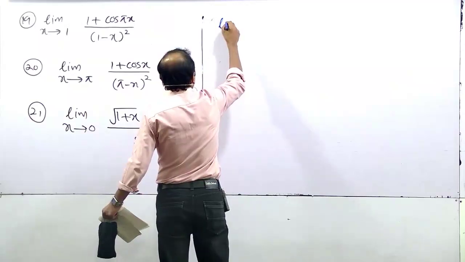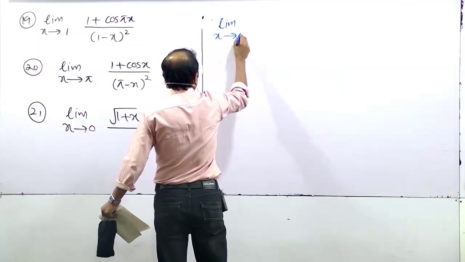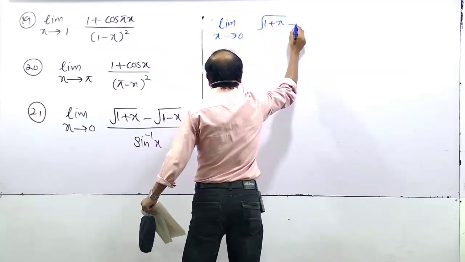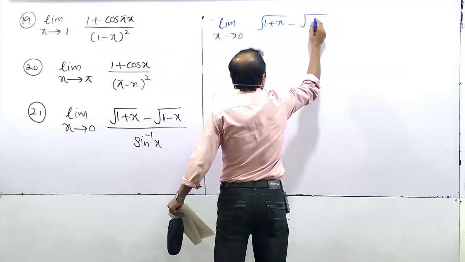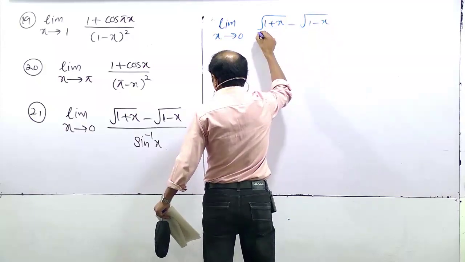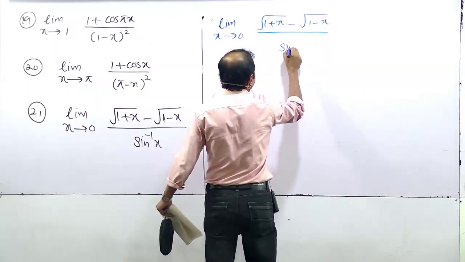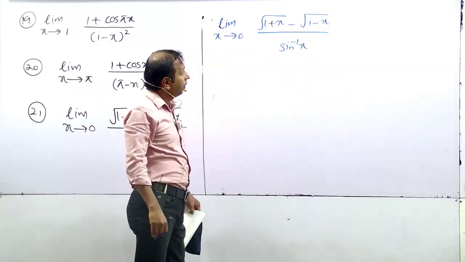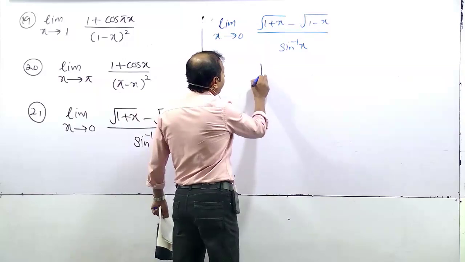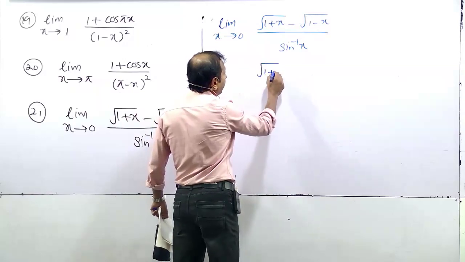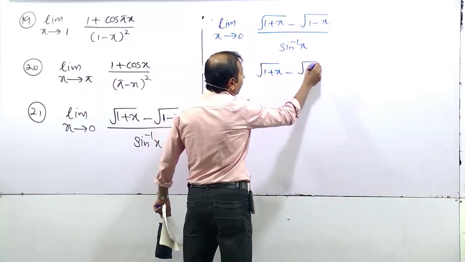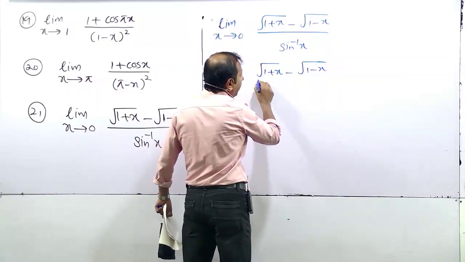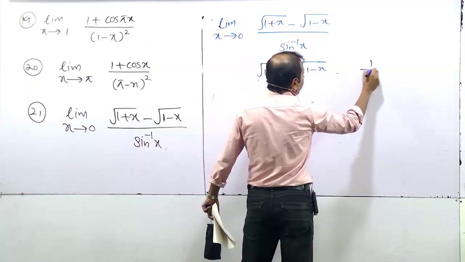Here, limit x going to 0, root of 1 plus x minus root of 1 minus x, divided by sine inverse x. Right? Okay. Separate this way: root of 1 plus x minus root of 1 minus x, into 1 over sine inverse x.